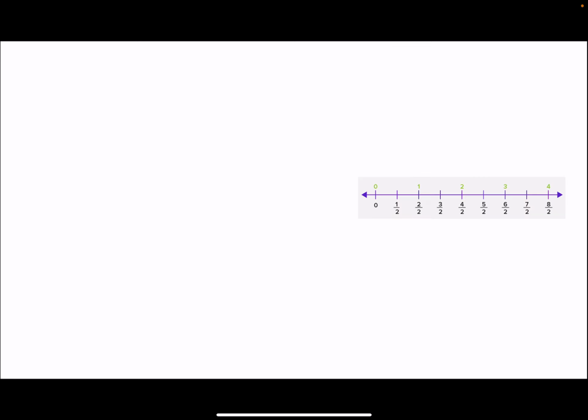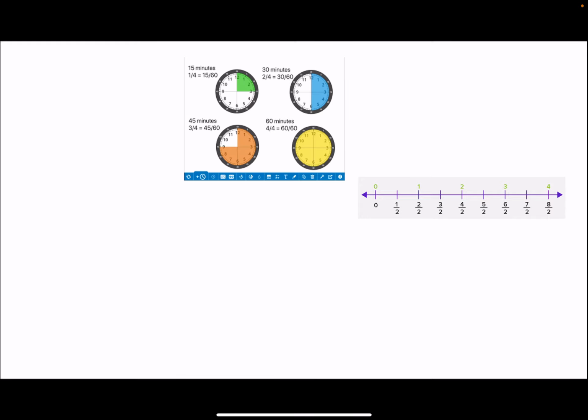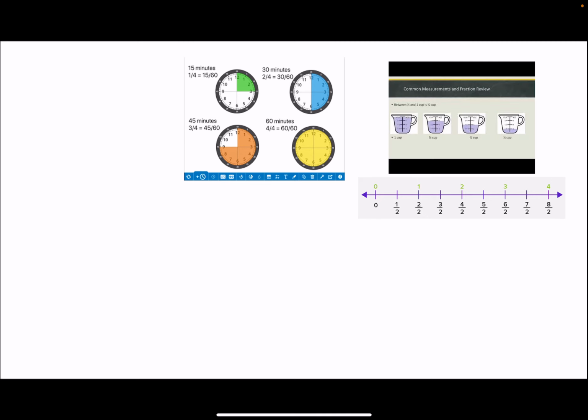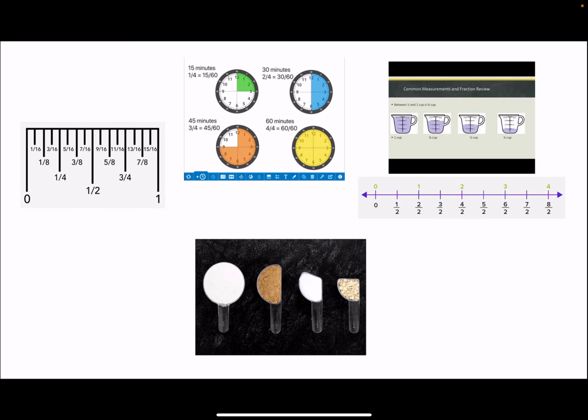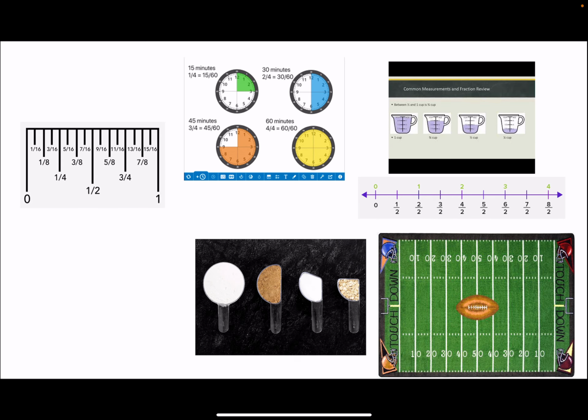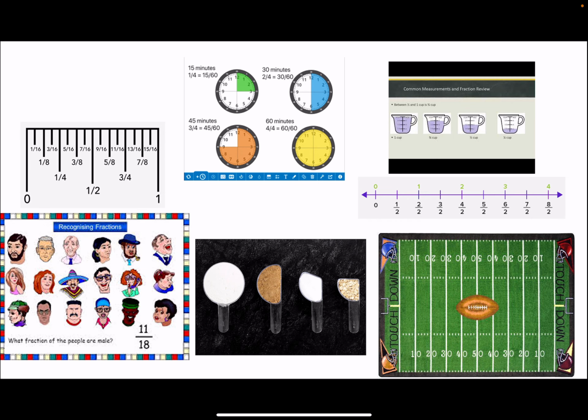Some other ways that we have used fractions: dividing up a line, or dividing up a number line into pieces. Again with time, fractions of an hour, fractions of cups or teaspoons, fractions of a measurement, fractions of an area or a distance like on a football field, fractions of people. We definitely probably did a lot of those in our younger years. And then fractions of angles.